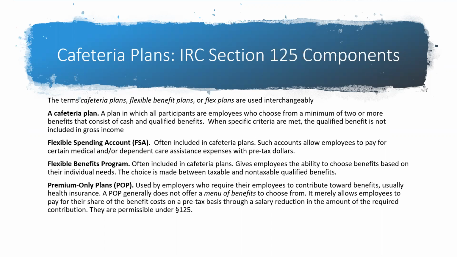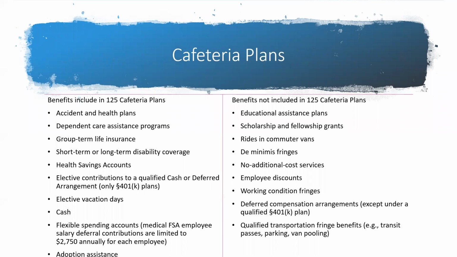Benefits that are not allowed to be included in a true 125 plan include things like educational assistance, your scholarship and fellowship grants, rides in commuter vans, etc. And those are things we learned about a couple weeks ago that are considered taxable fringe benefits. So that's why they're not considered in a 125 plan. You're looking at the longer list of these now.